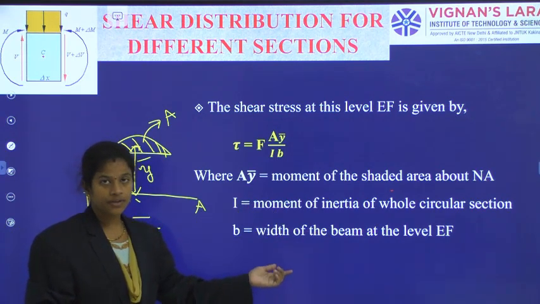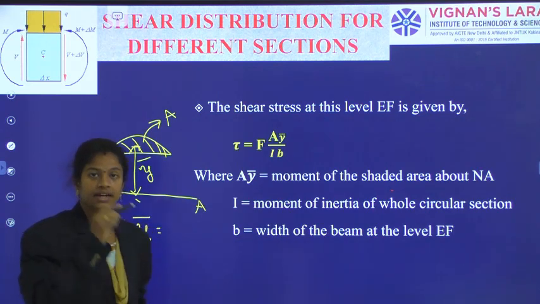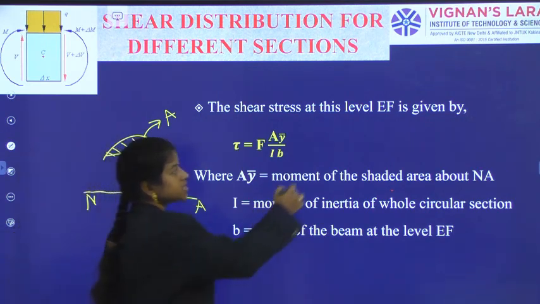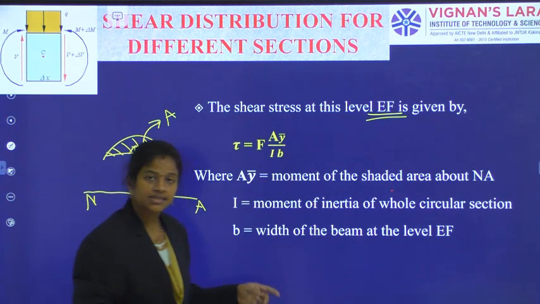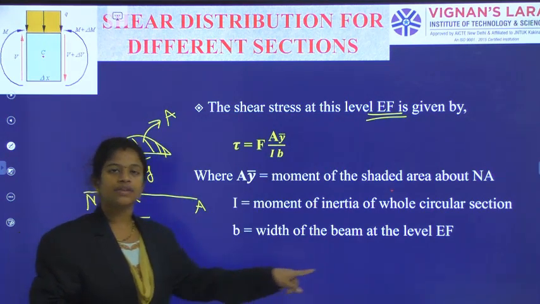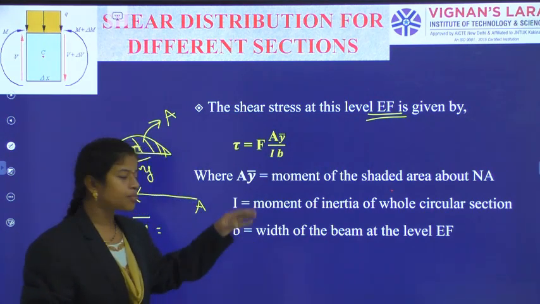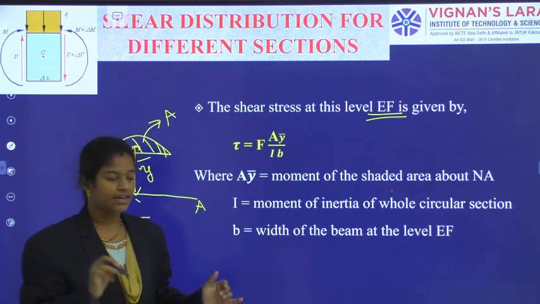B is the width of the beam at the level EF. As already indicated, at the level EF I am calculating the shear stress. That's why B is the width of the beam at the level EF. I is the moment of inertia of the whole section, whatever level I am taking. Next.